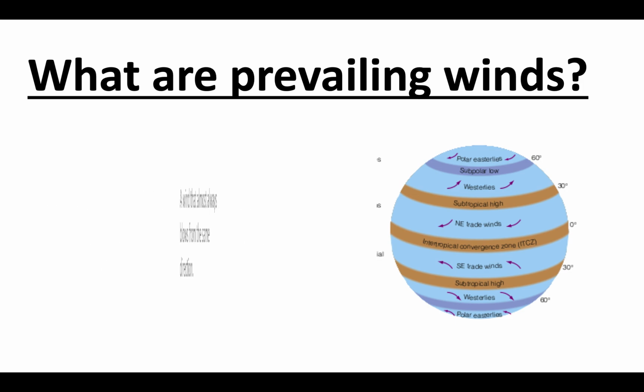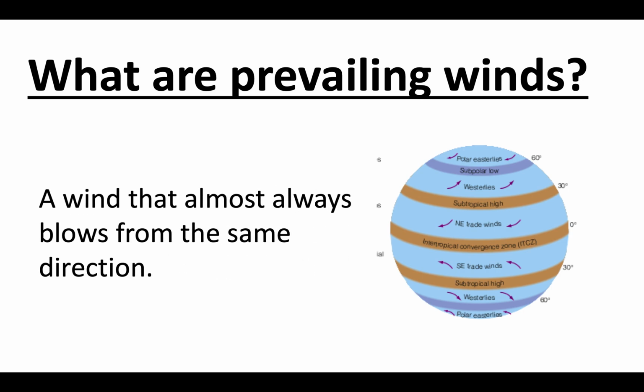You need to know, and here we have it as well, the polar easterlies are both here, top and bottom. The westerlies come right after the polar easterlies, right here. And the trade winds are right outside of the equator. What you need to know is what prevailing winds are: winds that almost always blow from the same direction.